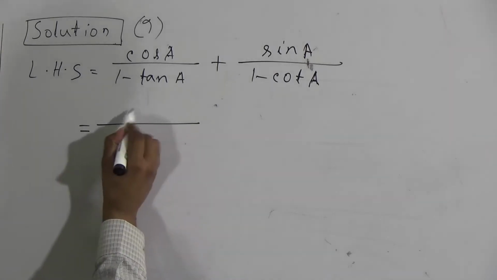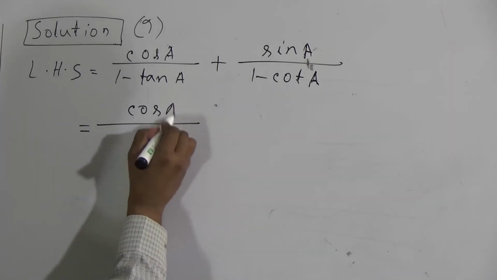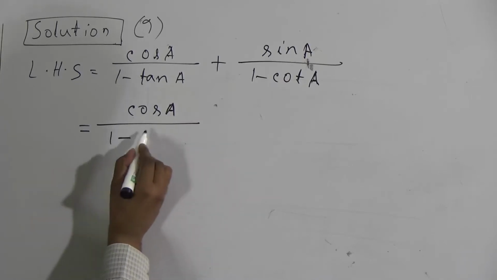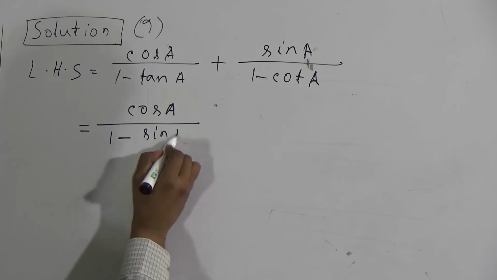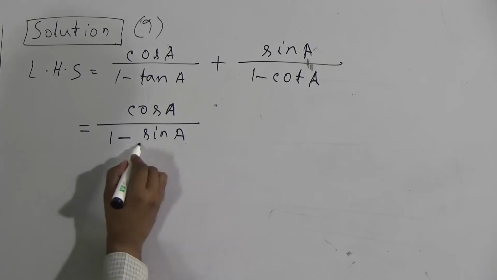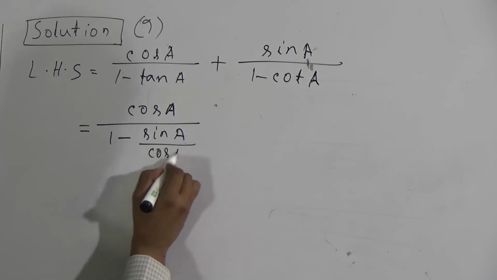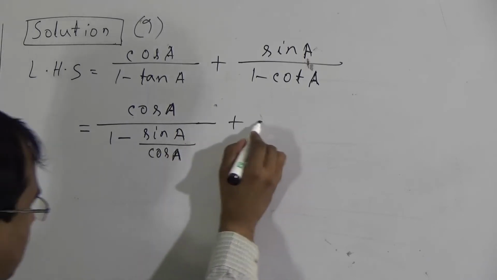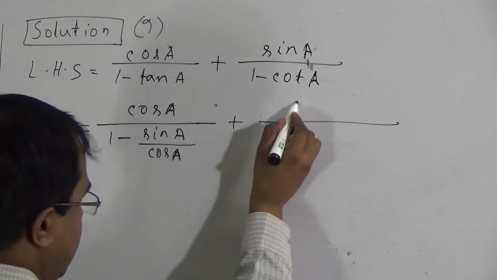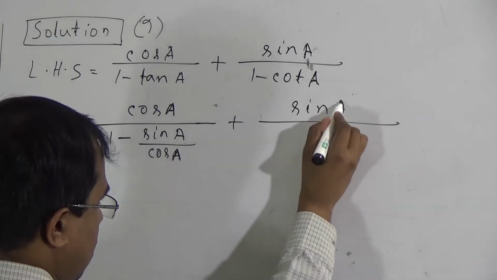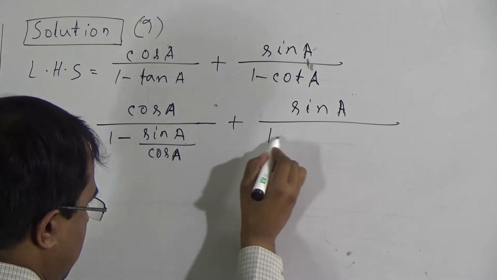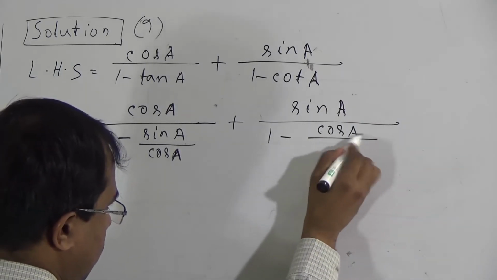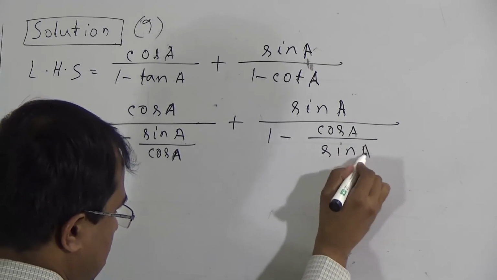Now in upper portion we will write cos A, and in lower portion 1 minus, instead of tan A we write sin A by cos A, plus, in upper portion here we will write sin A, and in lower portion we will write 1 minus, instead of cot A we will write cos A by sin A.